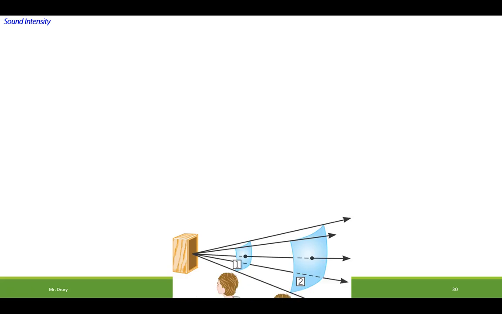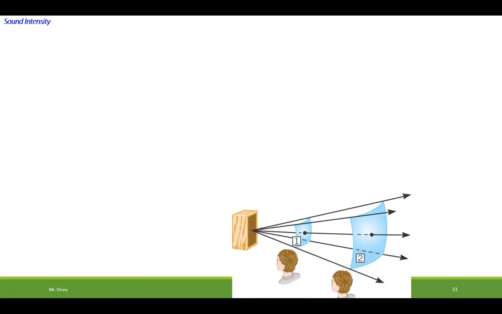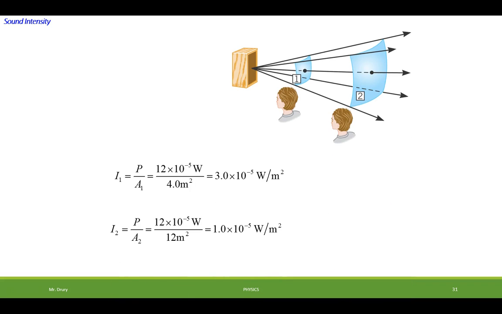So let's try an example. We have 12 times 10 to the negative 5th watts of sound power passing through the surfaces labeled 1 and 2, and you're given the area of each of those two surfaces. You want to know what the sound intensity is for each of the two surfaces. It's the same amount of power, but it's being spread across more area in the second case, so the intensity goes down. You can see in the second case, since there's more area, 12 meters squared, the power per unit area will be less.